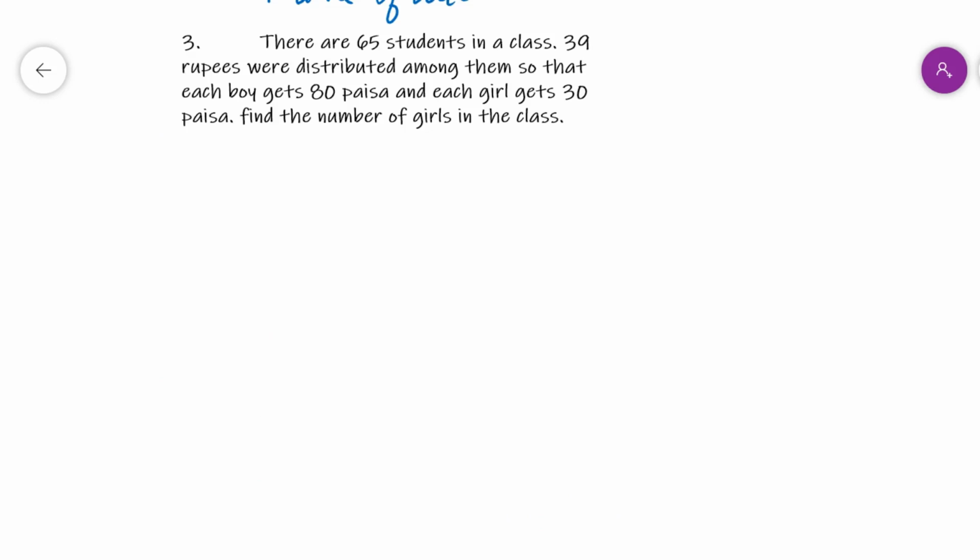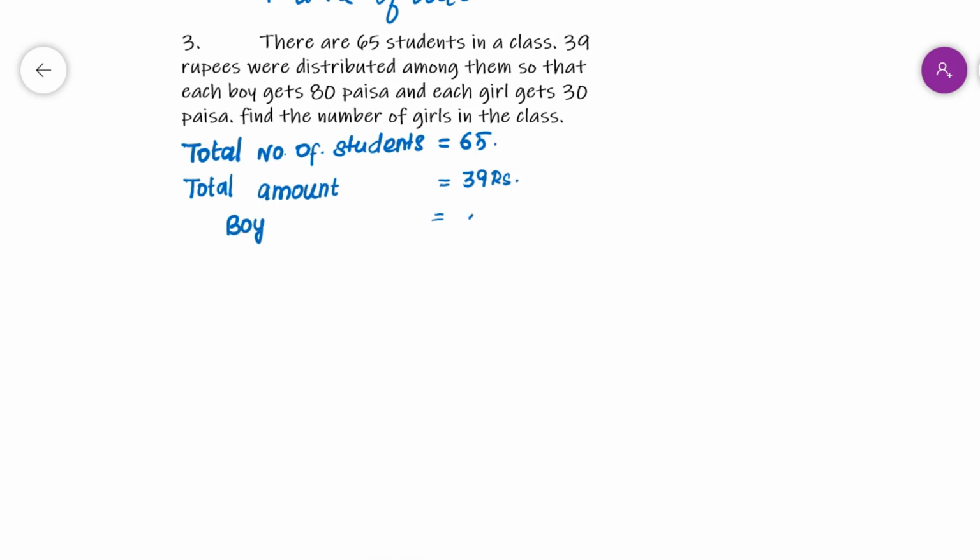Next problem is, there are 65 students in a class. 39 rupees were distributed among them so that each boy gets 80 paise and each girl gets 30 paise. Find the number of girls in the class. We'll write the given statement. So total number of students is 65 and the total amount that I have in my hand is 39 rupees. And to each boy I have to give 80 paise and to each girl I have to give 30 paise. But I don't know how many boys are there and how many girls are there.